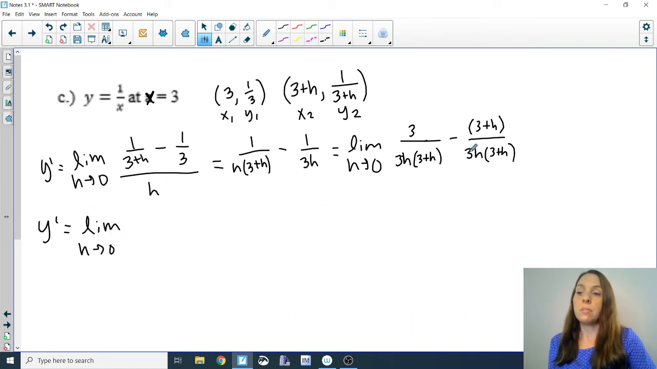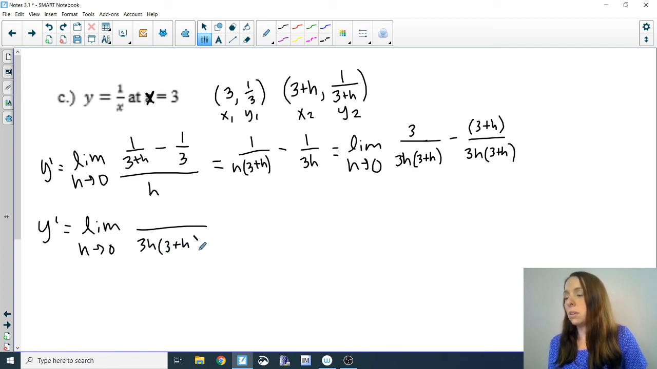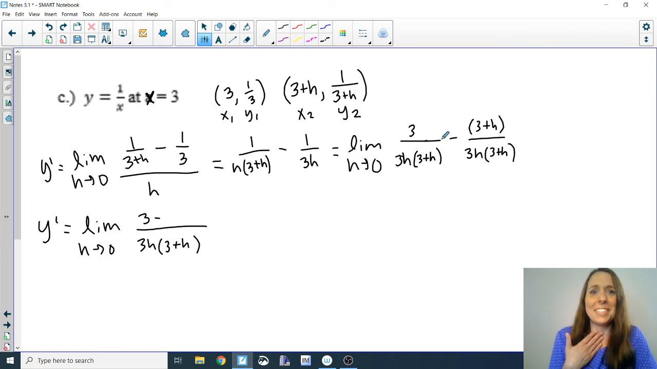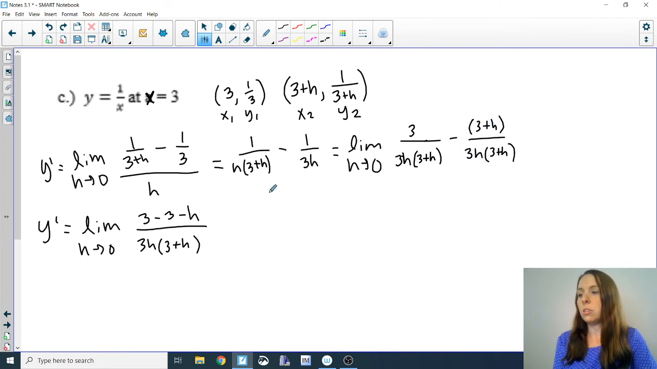We can combine these fractions into one difference over that common denominator. So we're going to take 3 minus parentheses 3 plus h, and you can distribute this minus here and here. So I'm going to write 3 minus 3 minus h. This is a huge mistake that I see with beginning calculus students, that they forget to distribute the negative to this positive h over here, which you need to do.